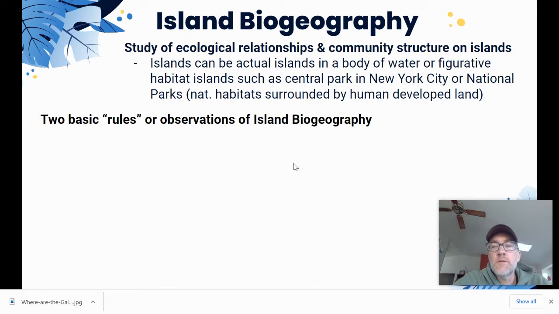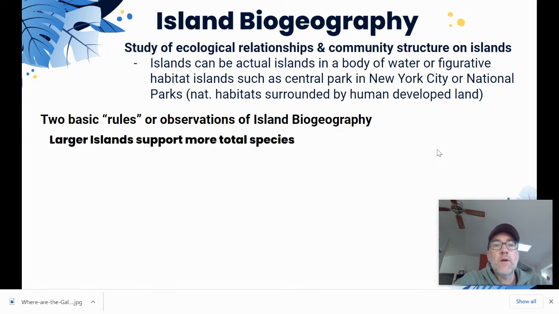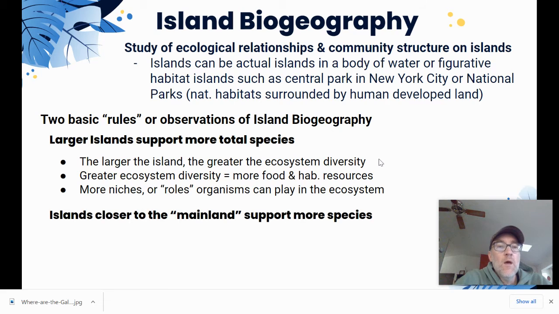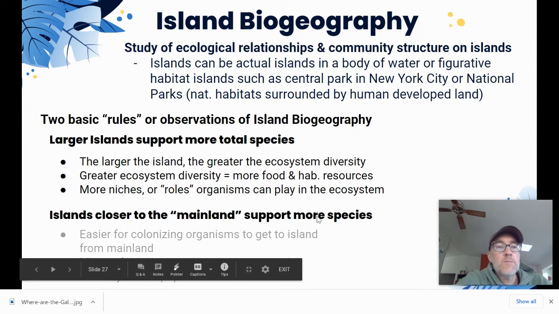So the two basic rules, things to remember, it's pretty straightforward, is that larger islands support more total biodiversity. So areas that are islands, either physically, again, islands out in the ocean, or islands that are surrounded by disturbance, they're going to have more diversity. That's because there's more food and more habitat resources and niches, or roles, the organisms can play within that ecosystem. Islands closer to the mainland support more species. That's the second thing. So large islands and ones closer to the mainland. That's because it's easier for species to colonize from the mainland.